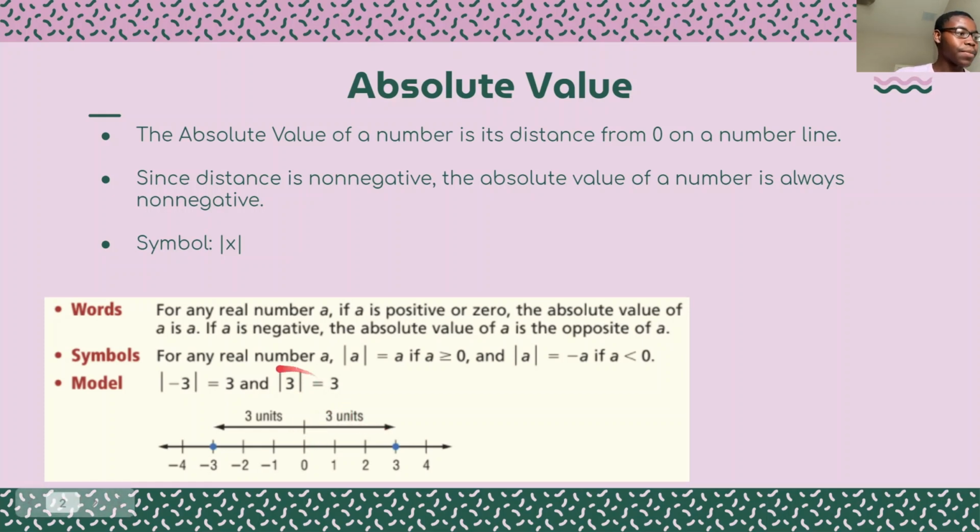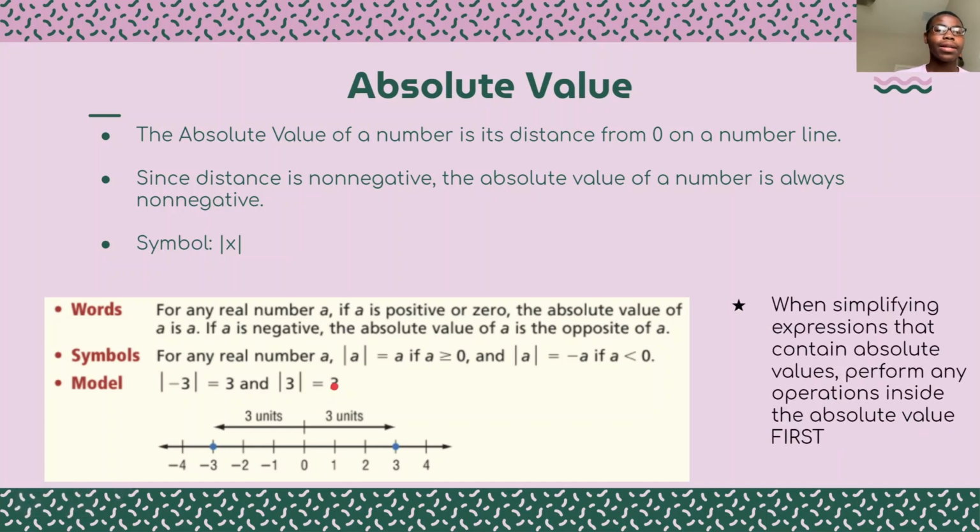And to put that in words, for any real number a, if a is positive or 0, the absolute value of a is still a. And if a is negative, the absolute value of a is the opposite of a. So this is basically saying that if what's inside the absolute value is a negative number, then the absolute value of that number would be the opposite sign, or positive. And if what's inside the absolute value symbols is positive, then the absolute value of that number would still be positive, the same number.